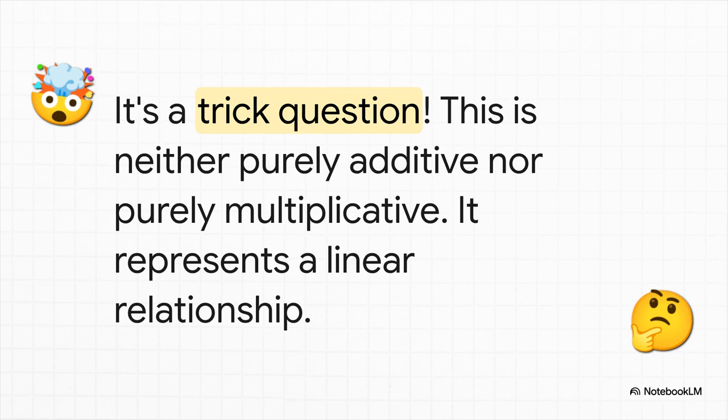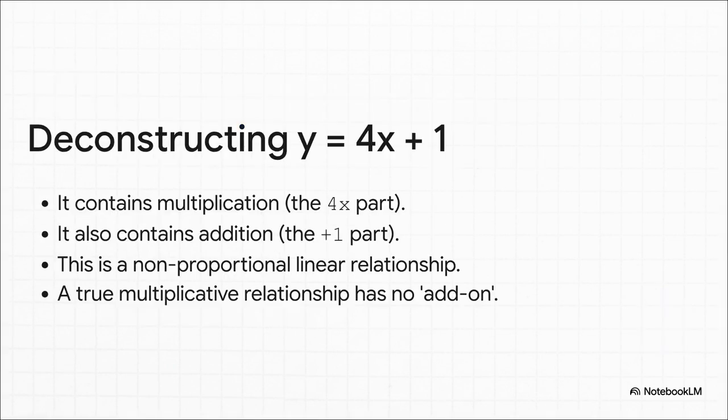Well, surprise! It was a bit of a trick question. This equation isn't purely one or the other. It's actually a hybrid of both. Let's break this thing down. See that 4x part? That's multiplication, just like our multiplier plan. But then you see that plus 1? That's a fixed add-on, just like our additive plan. So because it has both, it doesn't really fit neatly into either box. A true pure multiplicative relationship can't have that little plus 1 just tacked on at the end.